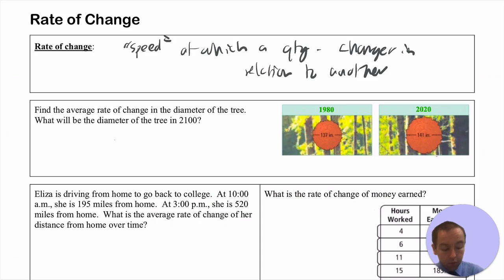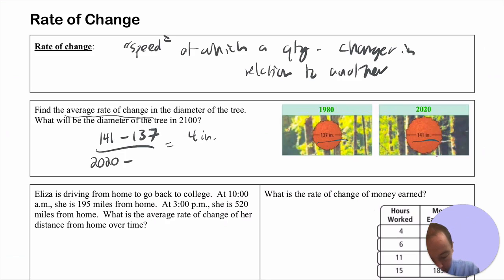So one simple example in which we can see that is in the relationship with the trees right here. We want to be able to find the average rate of change in the diameter of this tree. We see that it was 141 inches in 2020, and previous to that, it was 137 inches in 1980. So to find the average rate of change, we want to compare the inches in diameter with the time. If we find, first of all, the change in the diameter, we can do so by subtracting and finding the difference, which of course is going to be a 4-inch change. And then also finding the change in time, which ends up being a 40-year difference.